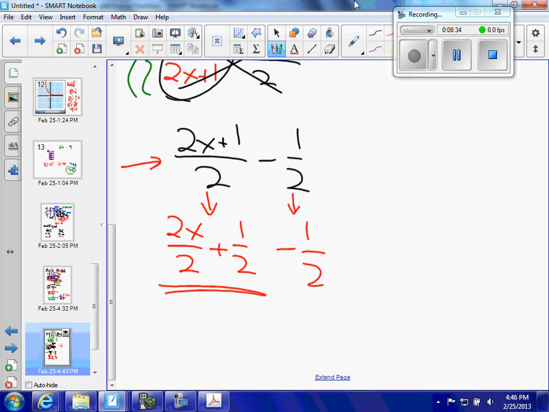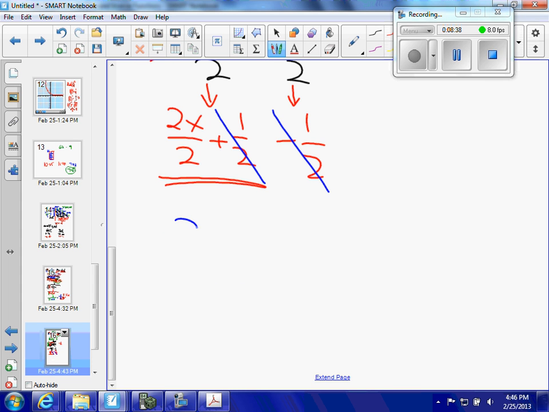Well, plus 1/2 minus 1/2 goes away. 2x over 2 is what I'm left with. I cancel out my 2's, and I find out that, in fact, I'm left with x. So both ways, I've been able to confirm that my f of x and my f minus 1 of x are inverse of one another.